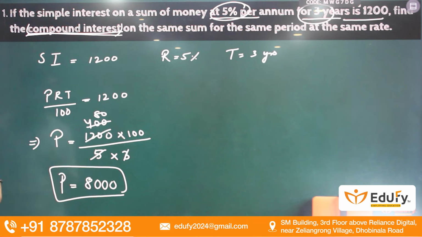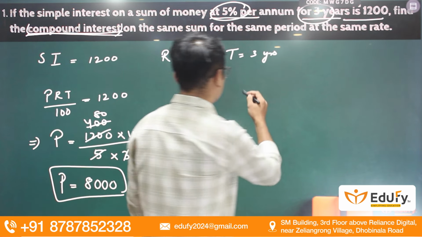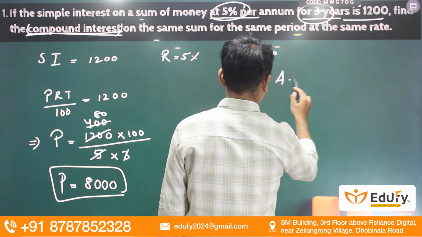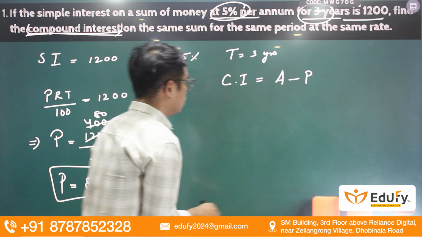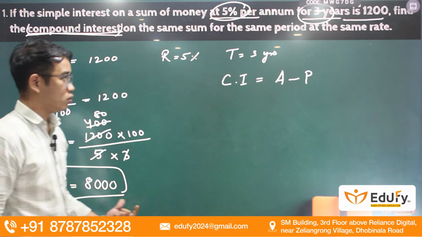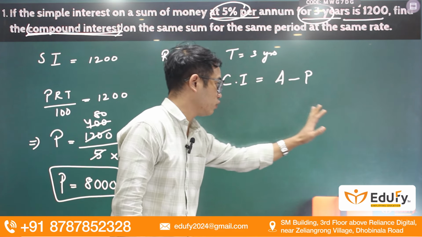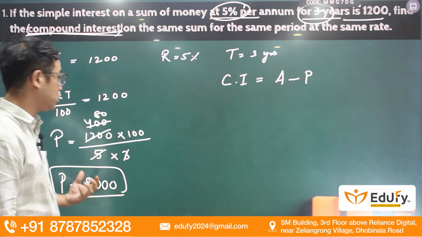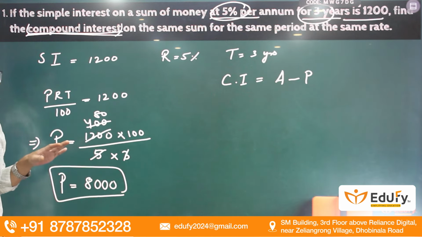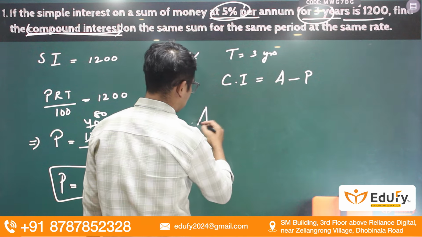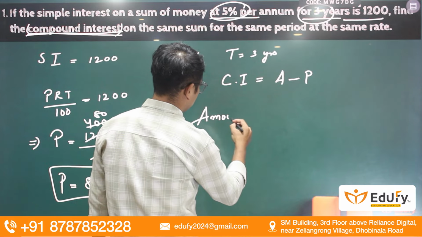Now they said to find out the compound interest. So the compound interest formula is amount minus your principal. We know what our principal is now, we need to find out your amount. We can put the formula of amount here and solve it, or we first find out the amount and then subtract your principal. So we can go both ways. Here I will find out the amount first separately and then subtract your principal later.